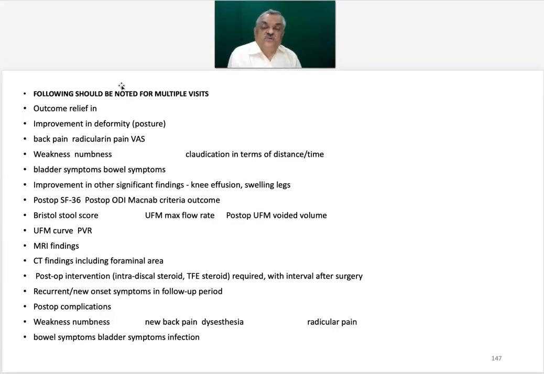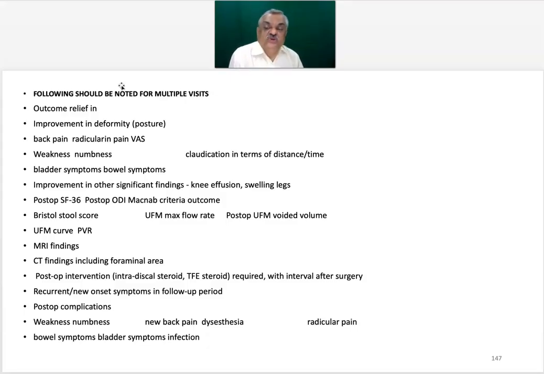Now, we know the following things on multiple visits. That is, is there a relief in the symptoms? Is there an improvement in the deformity? If there is back pain or radicular pain, and the VAS of the pain. Then weakness, numbness, claudication in terms of distance and time, bladder symptoms, bowel symptoms, improvement in other significant findings like knee effusion or swelling of legs.